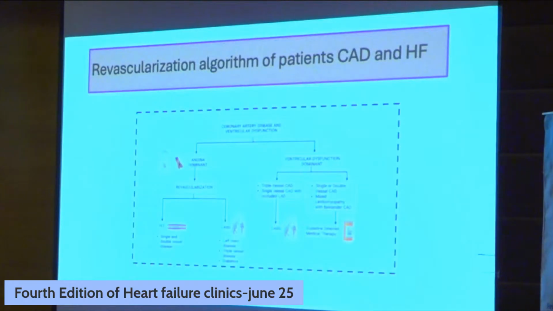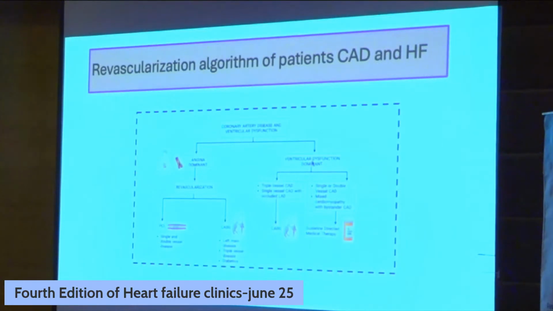Now, what is the revascularization strategy? For example, any patient with coronary artery disease and ventricular dysfunction, if chest pain is the presentation, this is very important: don't wait. Revascularize the patient, either by angioplasty or bypass surgery. If the patient has triple vessel disease or left main disease, go for bypass surgery. If it's single vessel or two vessel disease, go for angioplasty. So, if angina is the presentation, go for revascularization.